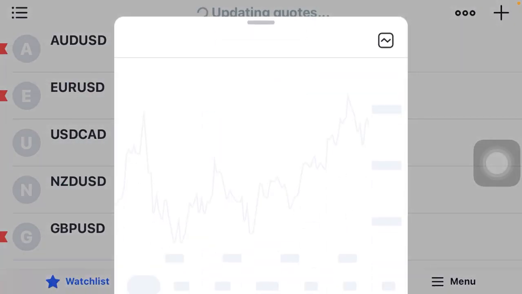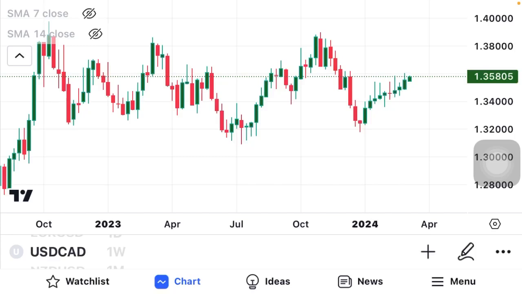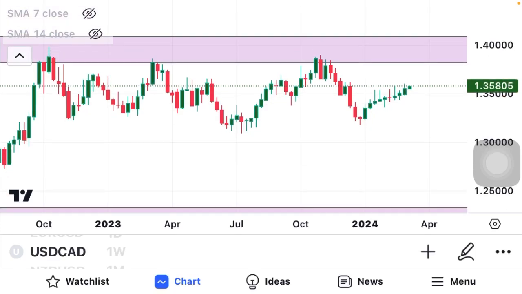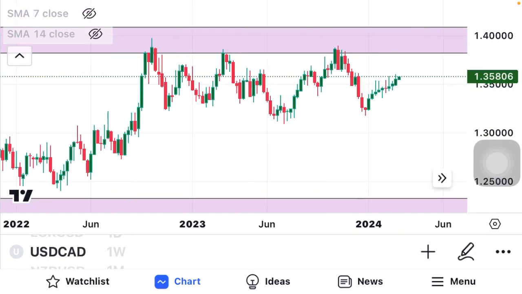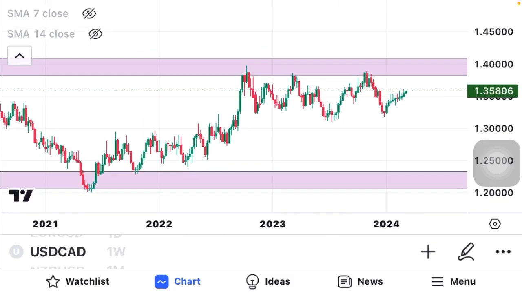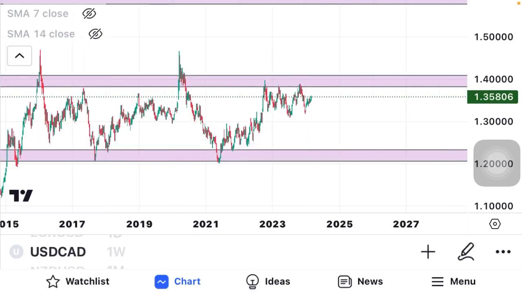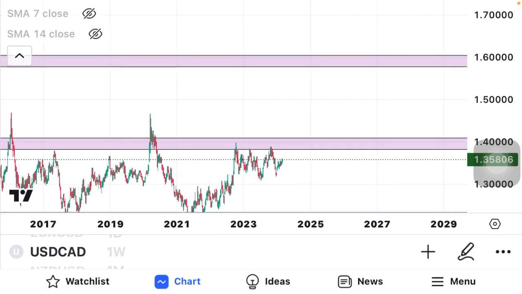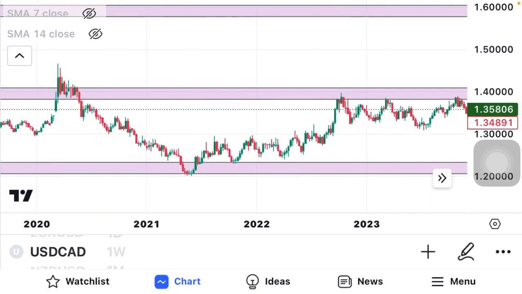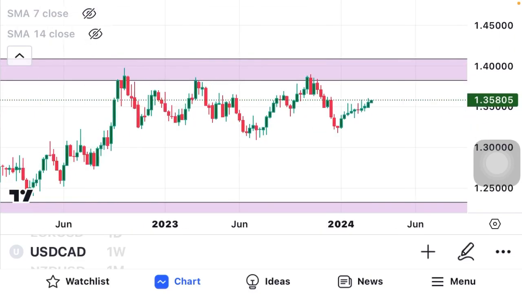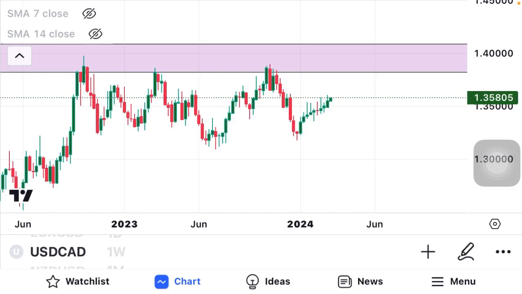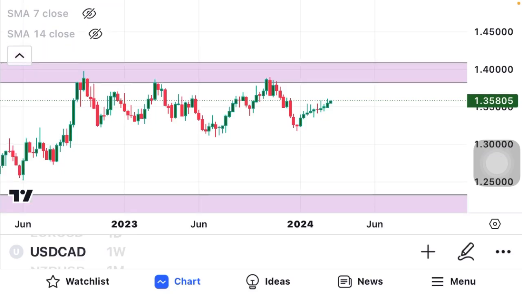Alright, let's see USD CAD. Okay, you can see this market. I've already analyzed this market, and I'm waiting for it to return to a zone so that I can trade it. Look at it. It's a ranging market, and this is the zone the market is currently approaching. If the market approaches this zone, I'm going to look for signals and enter the market. Do you understand that?